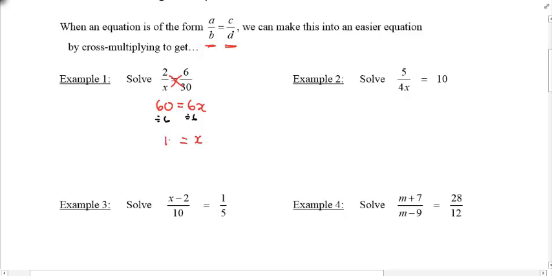Now if you don't understand the idea behind that, go look at my Math 8 videos, especially in the proportion section, I think chapter 2, and you'll get an answer of why cross multiplication works. Or come find me in class and I'll tell you that.